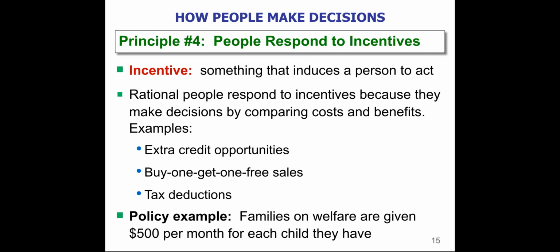So we're going to do this policy example, and you are going to complete this on your practice problems. This is a policy that I made up. Families on welfare are given $500 a month for each child that they have. This is not actually how welfare works. Welfare is different from state to state and place to place. I have just made this one up for our discussion for your practice problems, but we're going to talk about on your practice problem set what the incentives are for this particular policy.